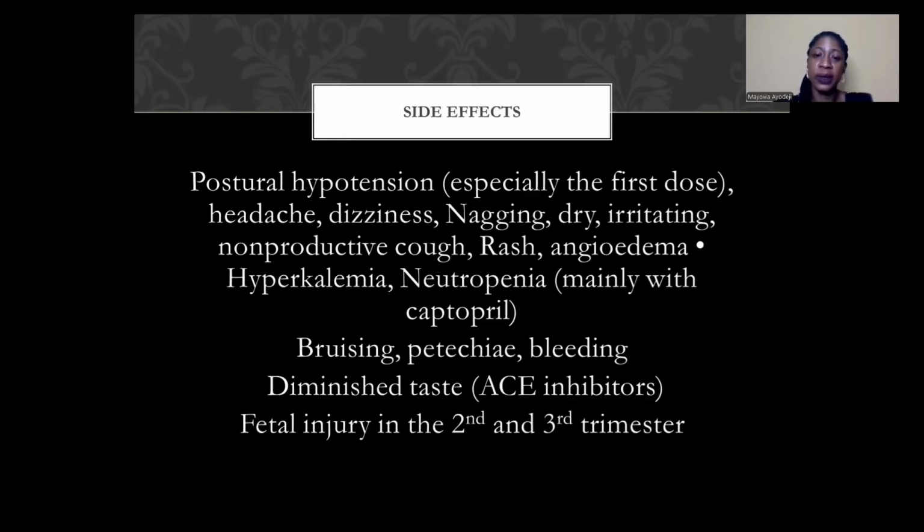So please take note. Neutropenia occurs mainly with captopril. You know that neutrophil is one of the major components of our white blood cells. So there will be a mass reduction in the amount of neutrophils, especially with captopril. And you know that it is the white blood cell that plays a role in fighting infection. So these neutrophils will reduce in number, especially with captopril. This is one of the major side effects. There will be bruising, petechiae, there will be bleeding, diminished taste, then fetal injury in the 2nd and 3rd trimester.